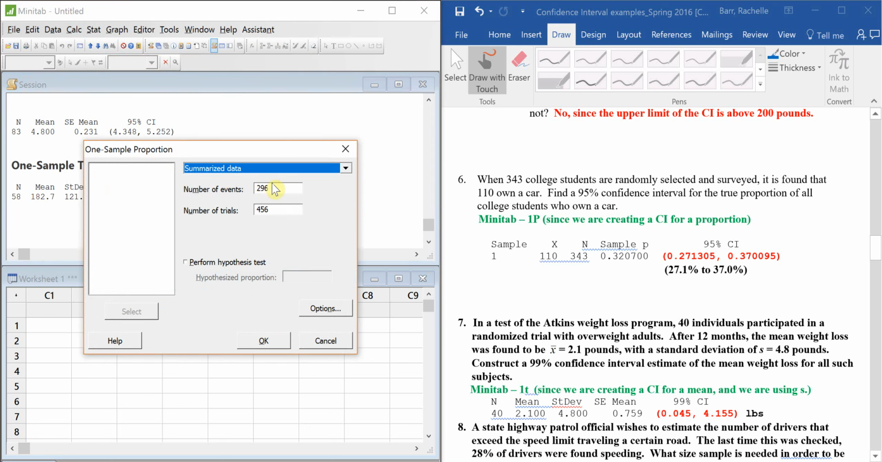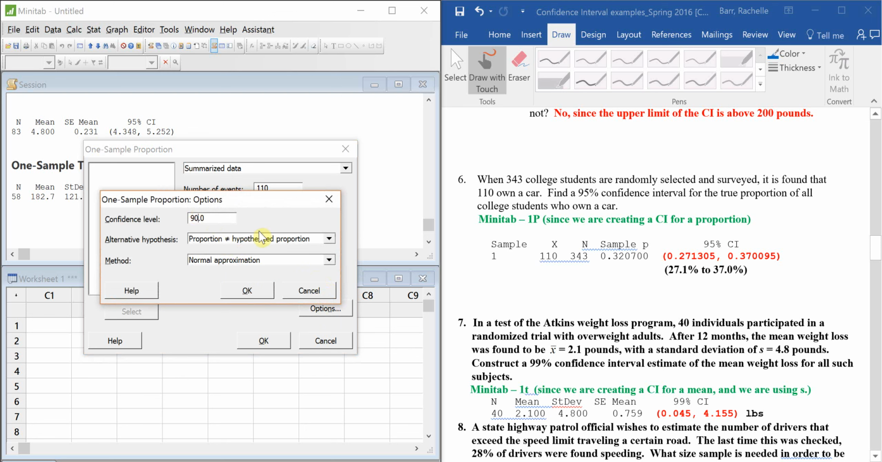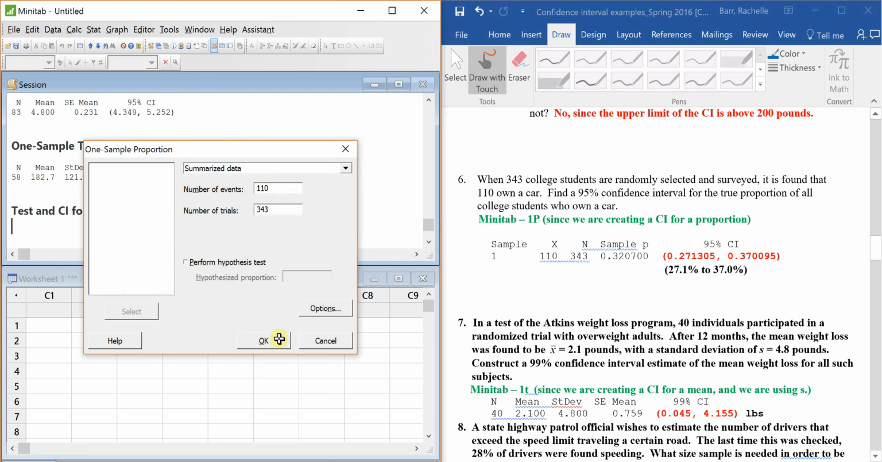because this is a proportion test. I have summarized data. My number of successes is the number 110 who own the car, and then I have 343 who are in my sample. I'm going to check my options. Oh, it's set back to 90 from that one I did that was 90. I got to change this to 95. Always check this. Go ahead and hit OK twice.